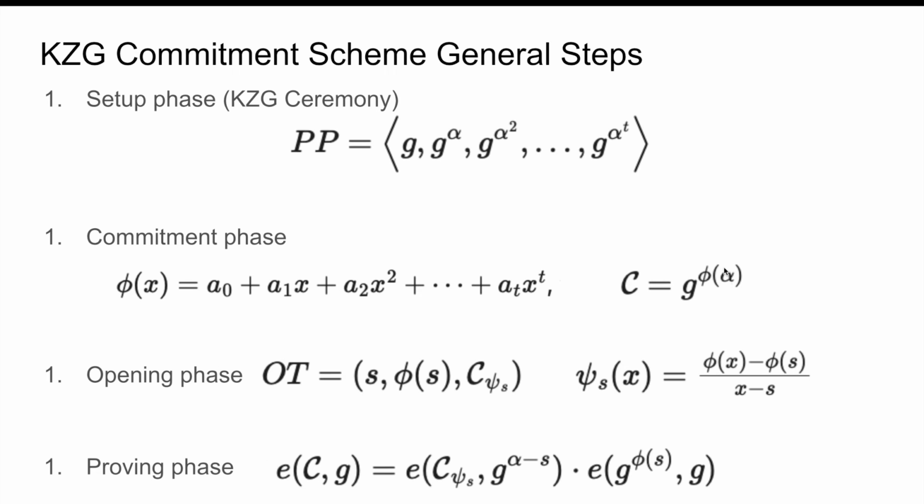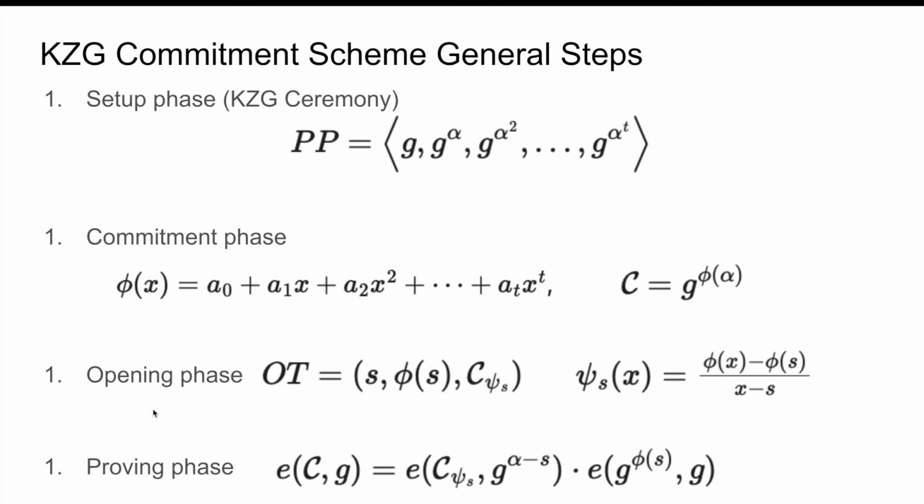So you don't know alpha, but you can calculate G to the power phi of alpha because you know all these things. So by utilizing these values and feeding them into this polynomial, you can create something called C, which is the commitment. So in this case, this is the commitment that you will create while you are creating a blob transaction. And then you submit the transaction to the Ethereum ecosystem.